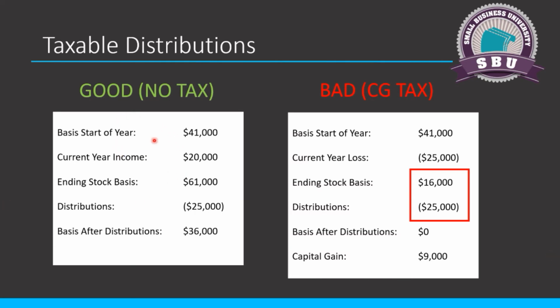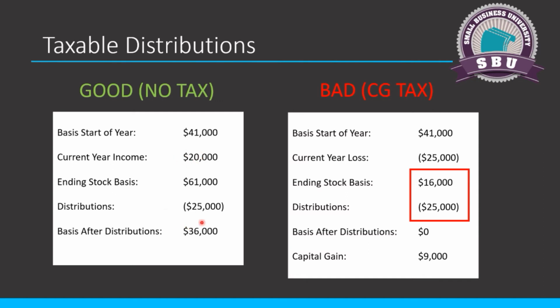So on this first one, this is the good guy, no tax. The basis at the beginning of the year, let's say this was like year 3, is $41,000, and they made net profit on the tax return of $20,000. This is simplified a little bit because we probably would need to reduce their basis for the 50% meals that wasn't deductible, that kind of thing. But let's just say it all added up. There were no meals, let's say. And ending stock basis ends up, you add these two things together, because when you make money, you're actually adding to last year's basis, right? Then you have distributions of $25,000, which wouldn't be crazy, right?